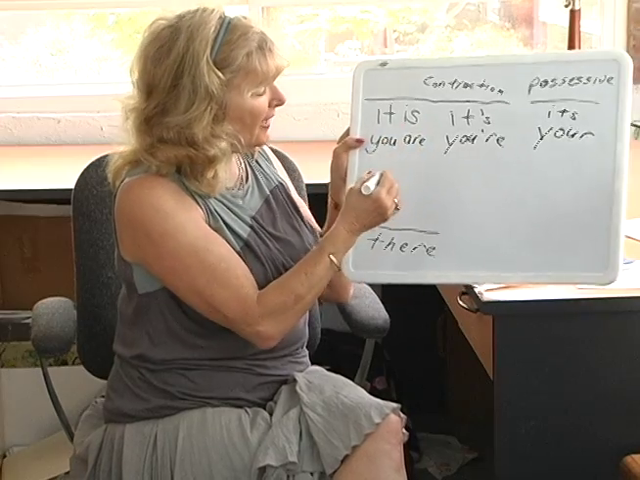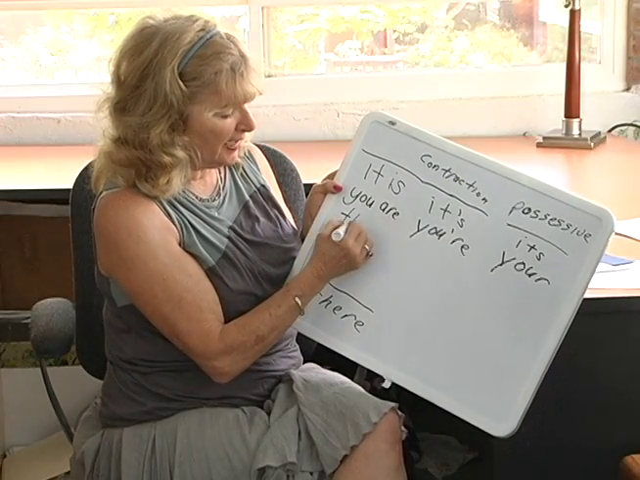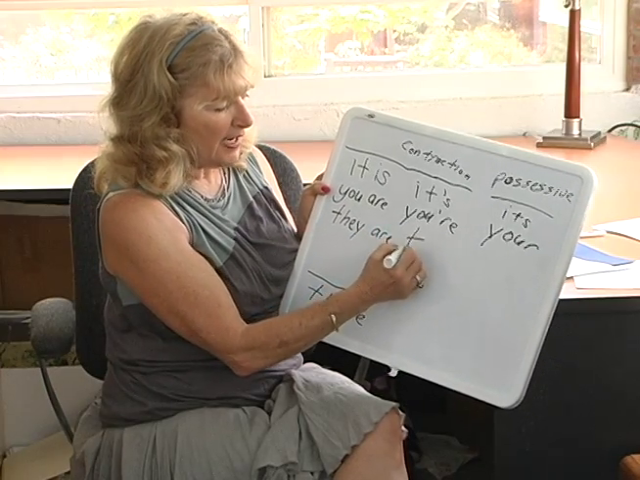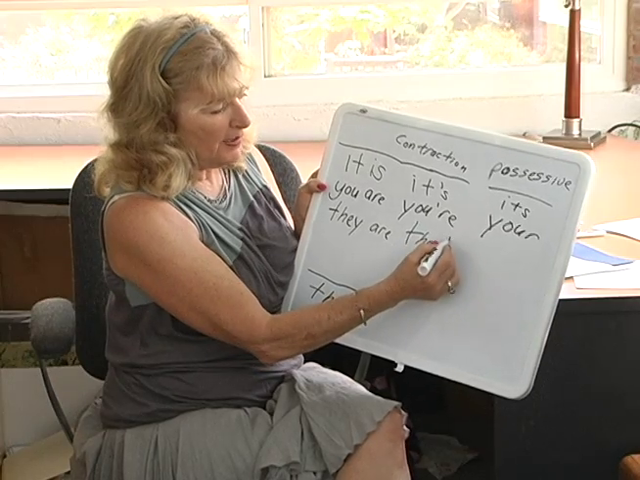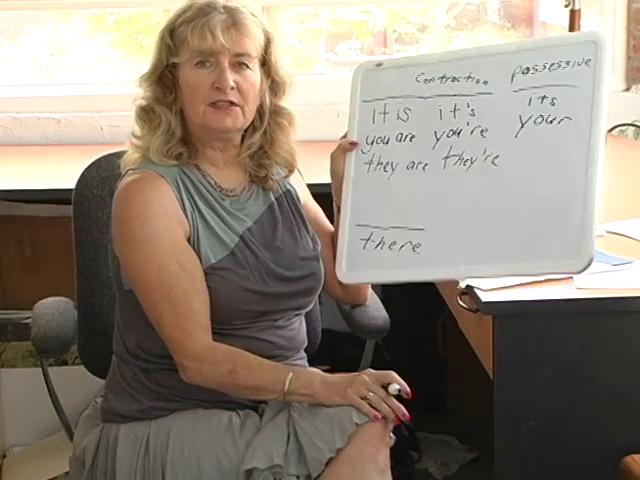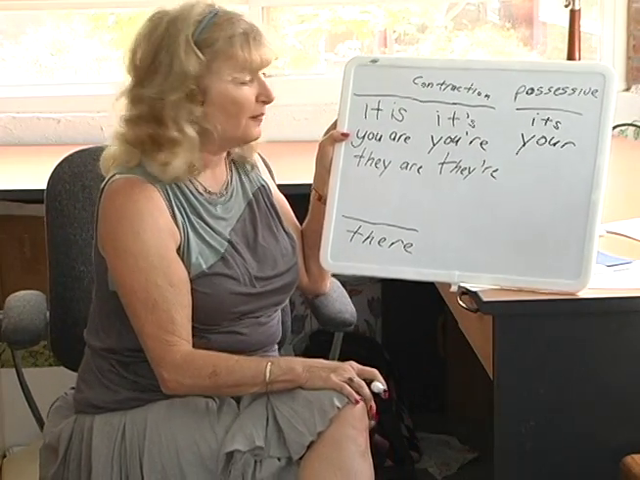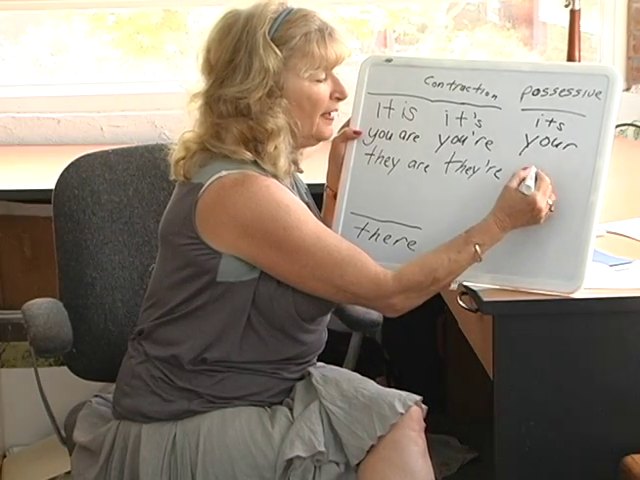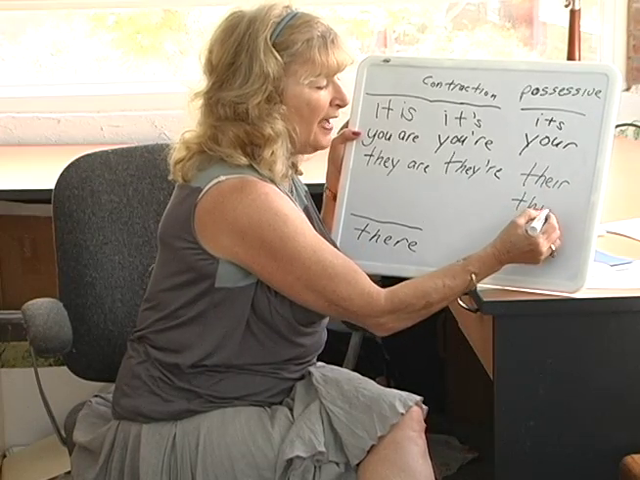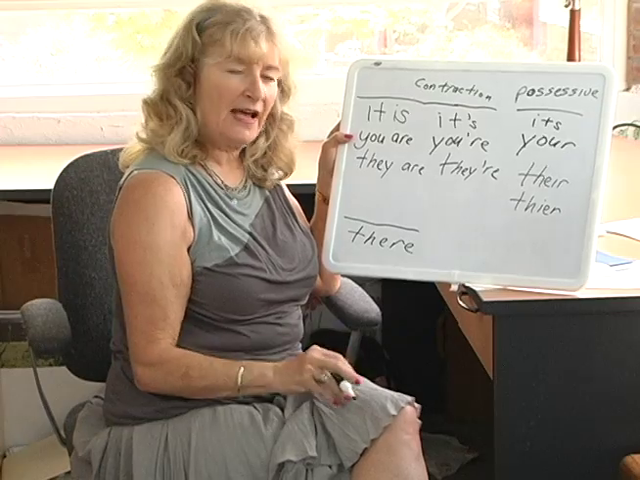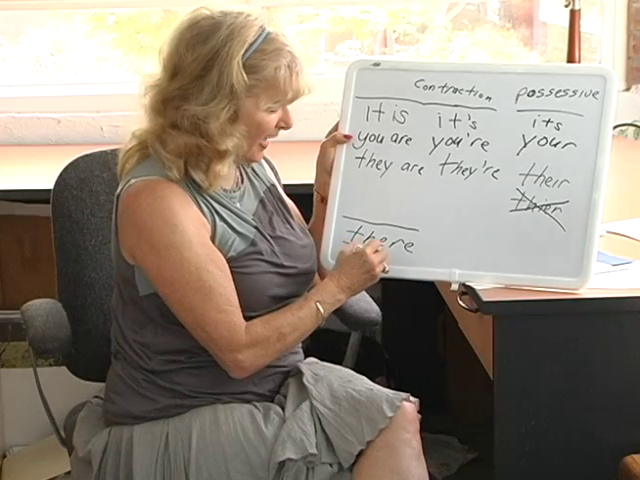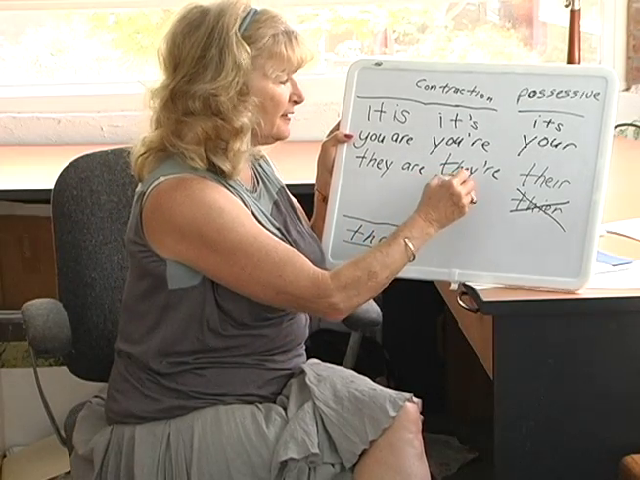If you were doing the contraction, they are, T-H-E-Y-R-E, and you were writing the contraction, it would be T-H-E-Y apostrophe R-E, and the apostrophe again stands for the A. Then you get to the possessive, and this also sometimes gives people a problem. They don't know whether to spell there T-H-E-I-R or T-H-I-E-R. So after today's class, you should never make that error, because there, no matter how it's spelled, always begins T-H-E.